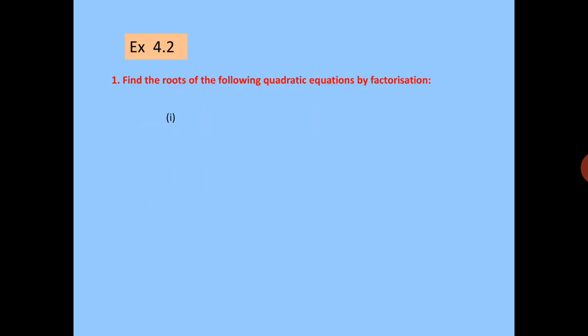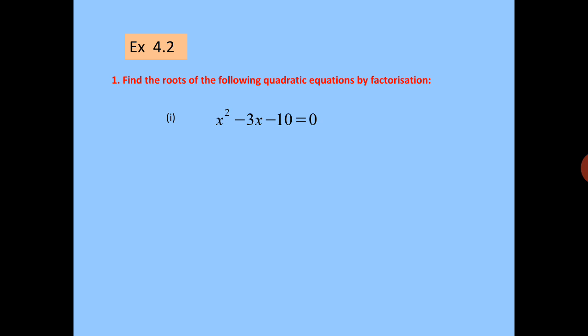Let's begin with the exercise. Exercise 4.2, question number 1. Find the roots of the following quadratic equations by factorization method. Basically, this factorization method is nothing but similar to your splitting the middle term method. So this is the very first sub question, x square minus 3x minus 10 equal to 0.